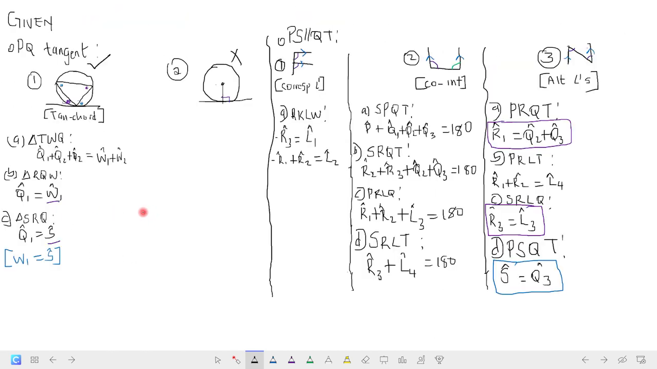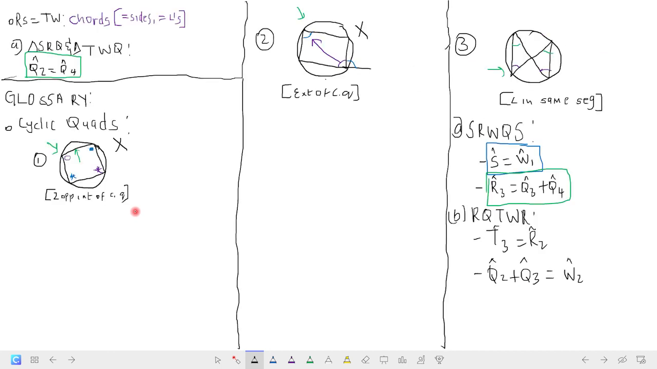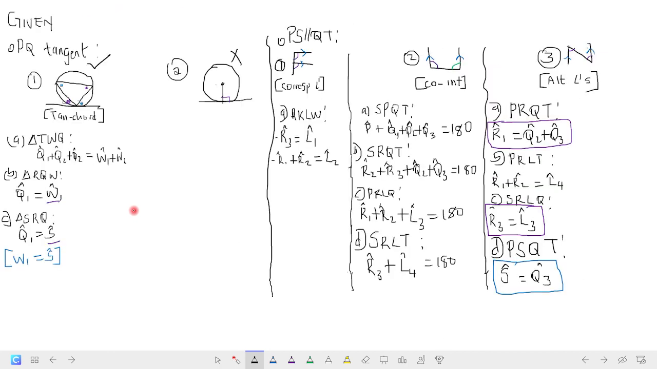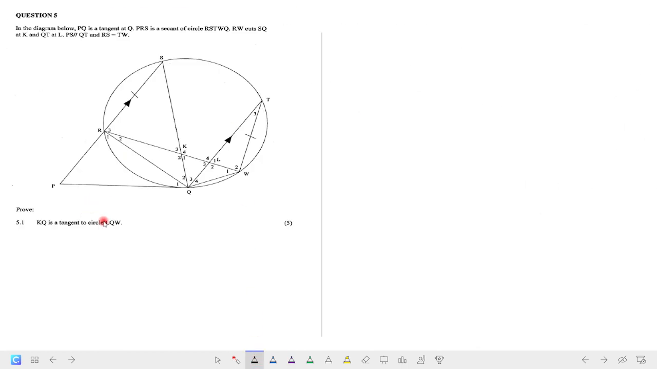Now if you remember back where we didn't have P. I don't remember having P. All right, let me see, but we should have it. Yeah, there we go. If you remember back there, we said P plus Q1 plus Q2 plus Q3 was 180, and the reason for that was co-interior. So that's how we're going to start this one.